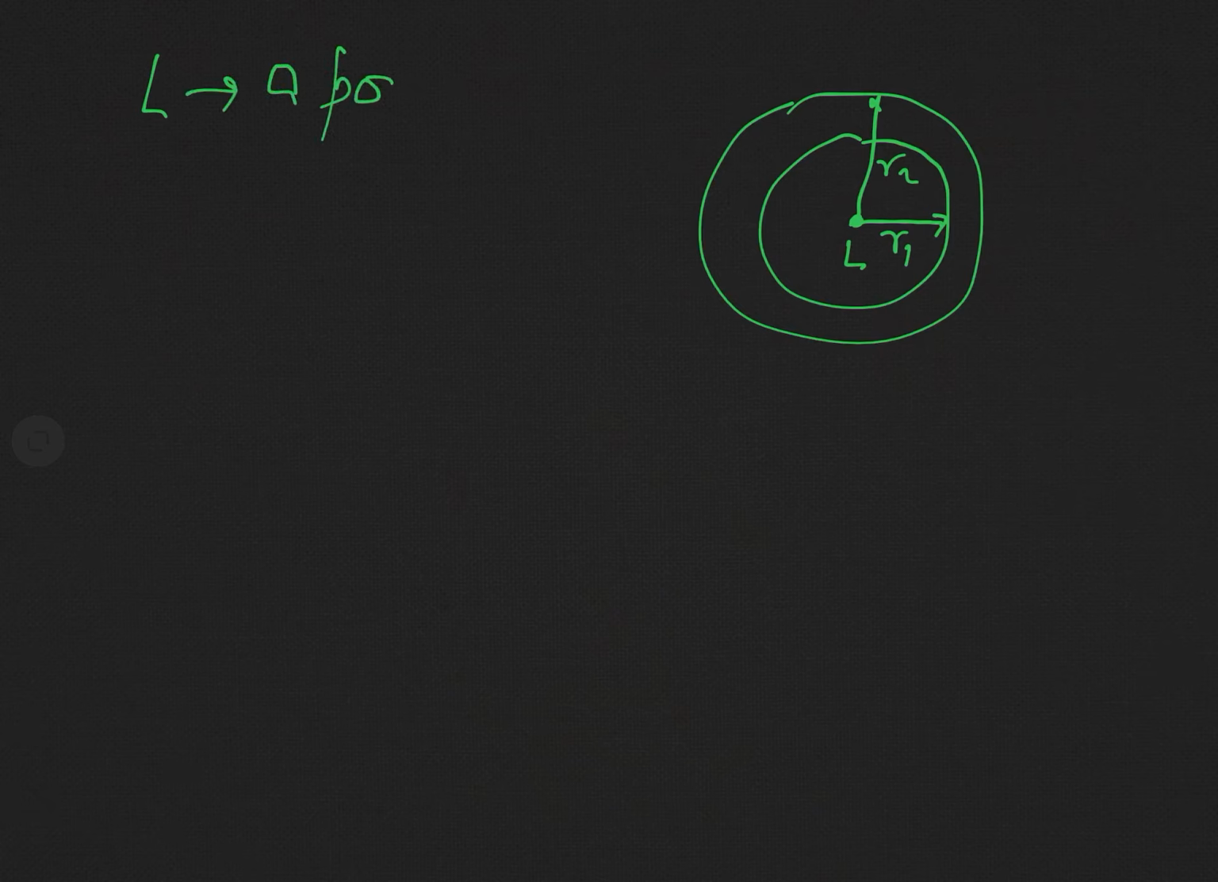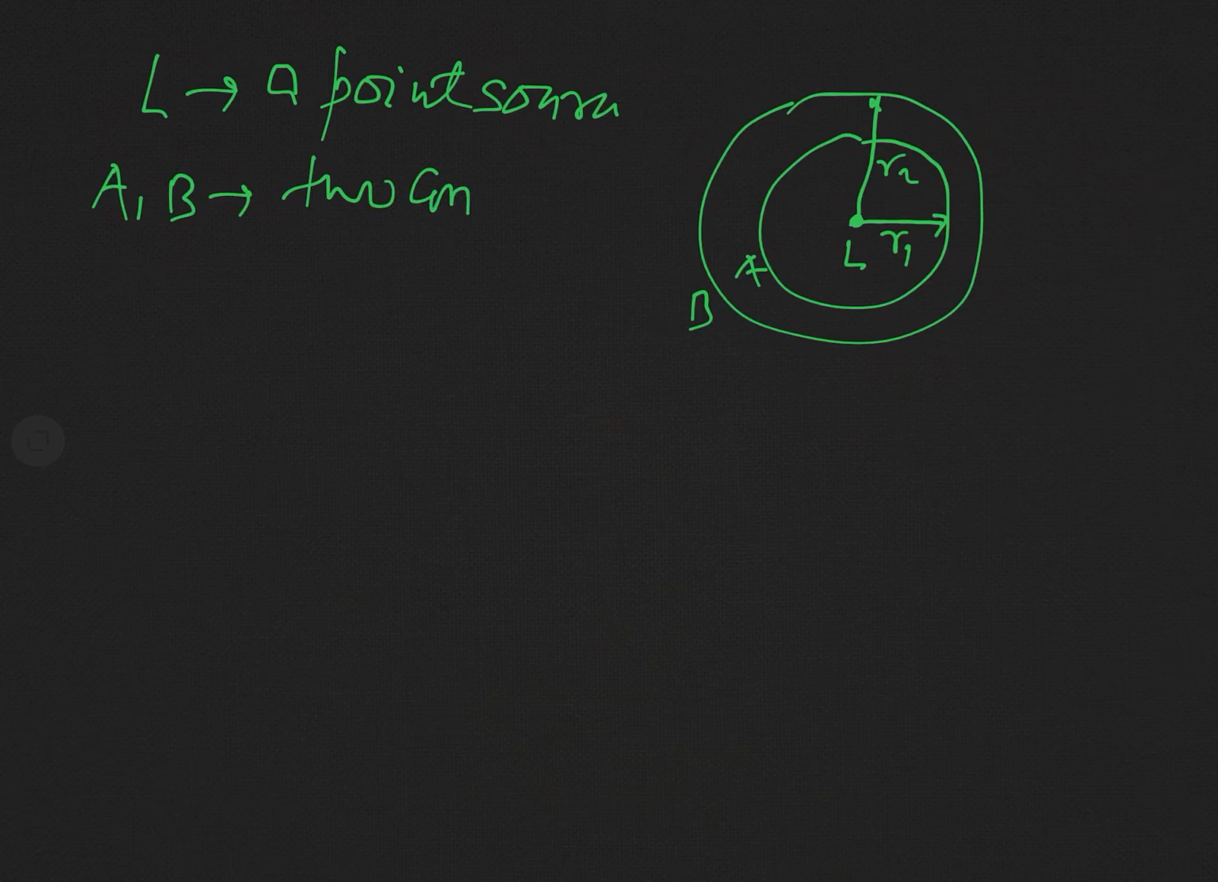So you can say this L is a point source of radiation, and name the inner shell A and the outer shell, let us say, B. So A and B are two concentric spherical shells.